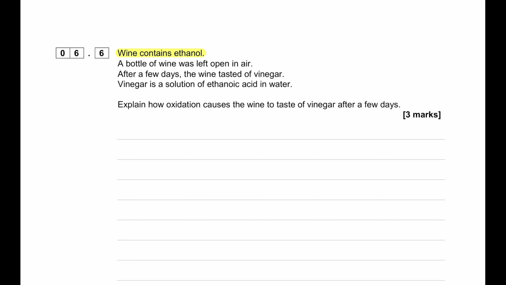Wine contains ethanol. A bottle of wine was left open in air. After a few days, the wine tasted of vinegar. Vinegar is a solution of ethanoic acid in water. Explain how oxidation causes wine to taste of vinegar after a few days.